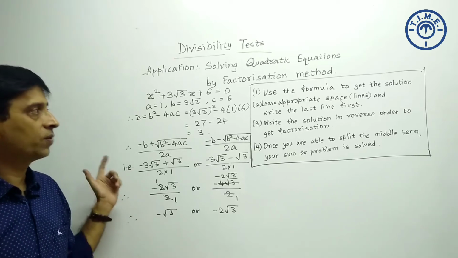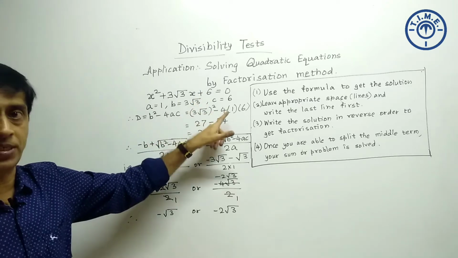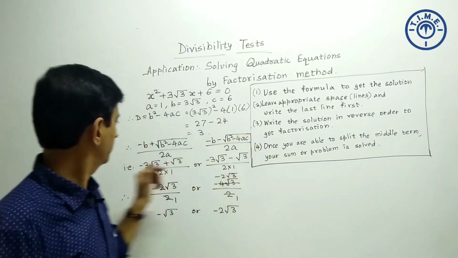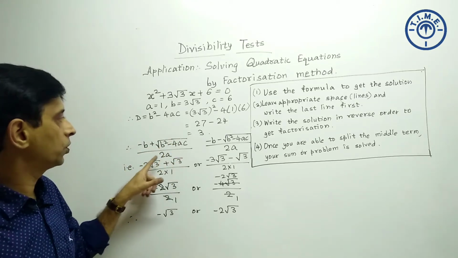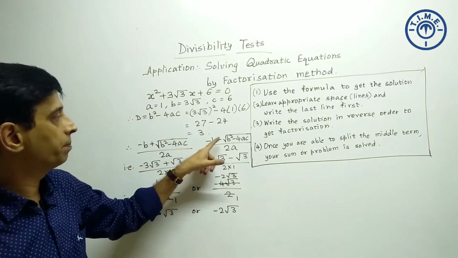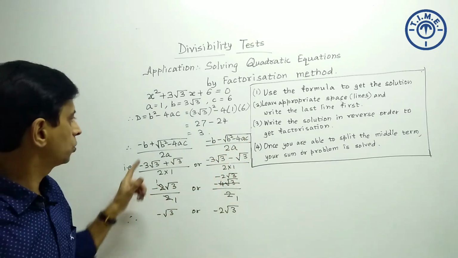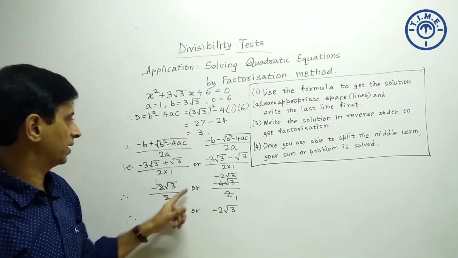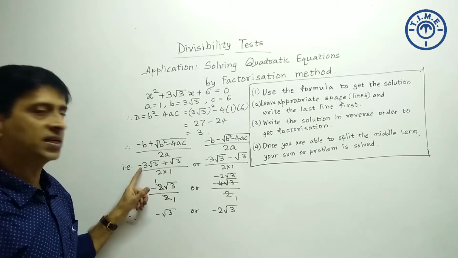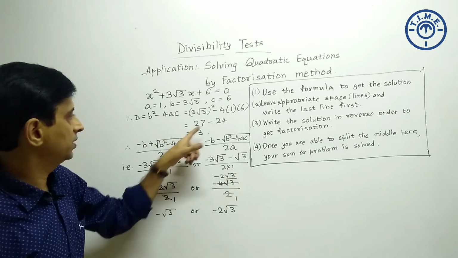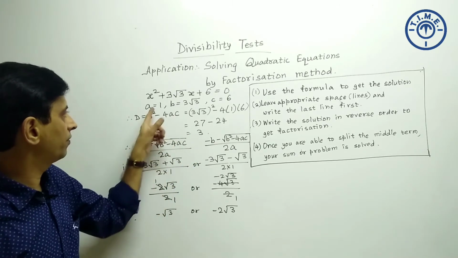Now our quadratic formula says that the solution of ax square plus bx plus c equal to 0 will be minus b plus root b square minus 4ac upon 2a, or minus b minus root b square minus 4ac upon 2a. So we are just substituting in this formula. So minus of 3 root 3, because our b is positive, so here the answer will come negative, plus root 3, which is this value, b square minus 4ac, upon 2 times a. Our a is 1.